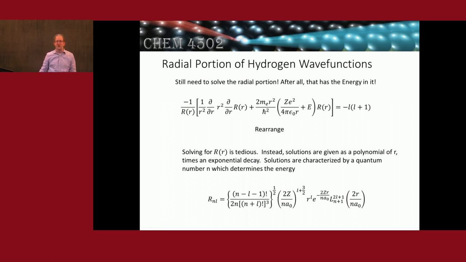And these solutions are going to be characterized by two quantum numbers. The first quantum number is going to be n, the primary quantum number, and that's going to determine the energy. The second quantum number is going to be L, and that's going to be determined by the angular momentum. And so we're going to get different radial wave functions if our electron is carrying orbital angular momentum or not. We're going to get different wave functions for each value of L, remembering that L can only be 0, 1, 2, 3, or any other whole number.